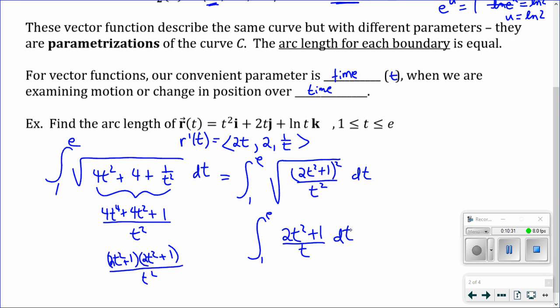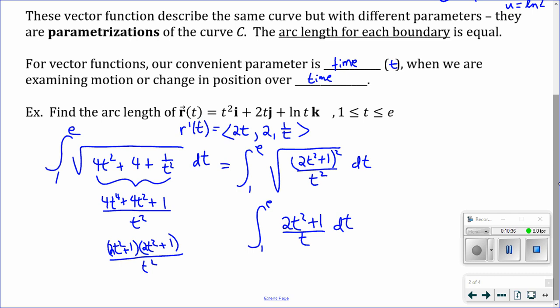All right, so why don't we go ahead and divide these things? Because you can't do the integral of a fraction like that. So let's divide these into two pieces. 2t squared over t just becomes 2t, plus 1 over t is just 1 over t. And you should put some parentheses to hold that together.